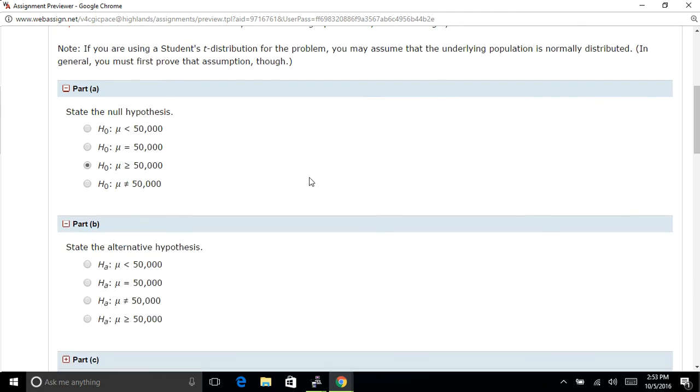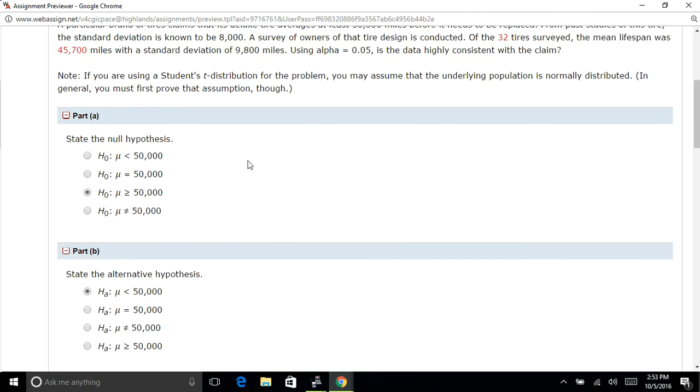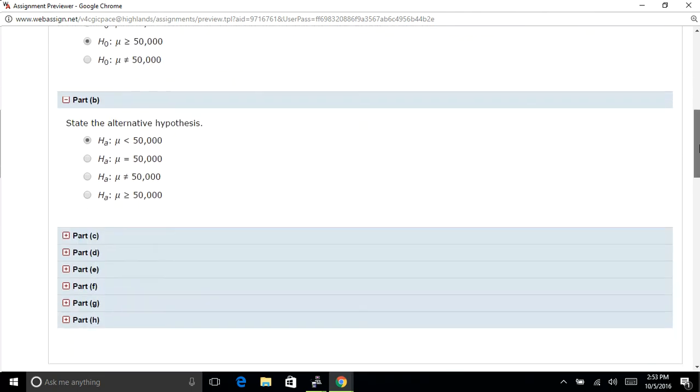So let me think about my alternative. My alternative is my mathematical opposite. So it's going to be this one because then the mean is less than 50,000 miles. So again, this is my null, this is my alternative.